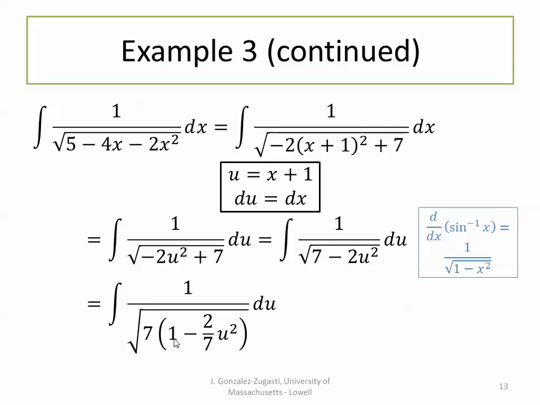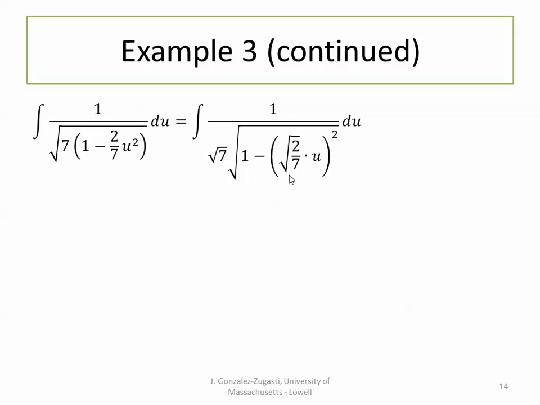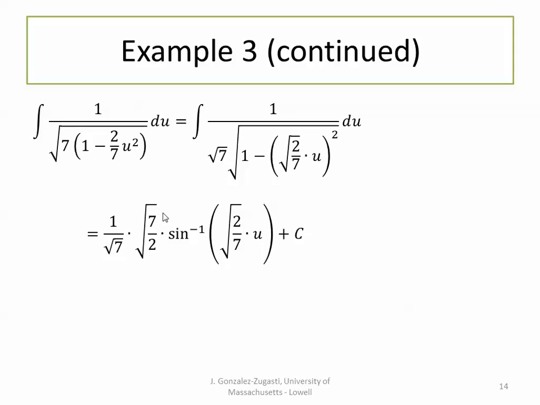And now I need it to be under here of the form 1 minus something squared. So I'm going to rewrite 2 over 7 times u squared as the square root of 2 over 7 times u all squared. So now that I've done that, I can say, okay, that's going to be equal to 1 over the square root of 7 here times the antiderivative, which gives me sine inverse of the square root of 2 over 7 times u, multiplied by that reciprocal of the constant, the square root of 2 over 7 here, plus c.